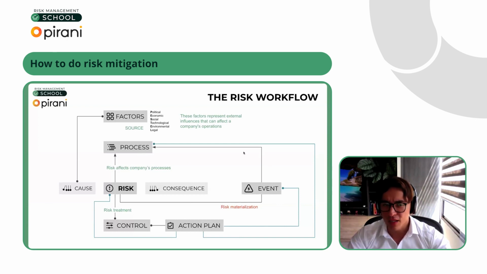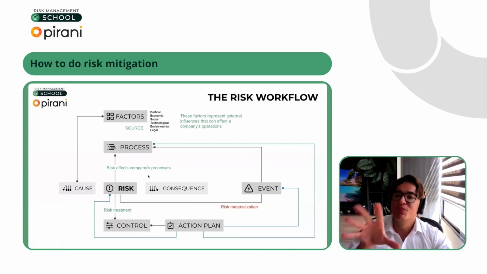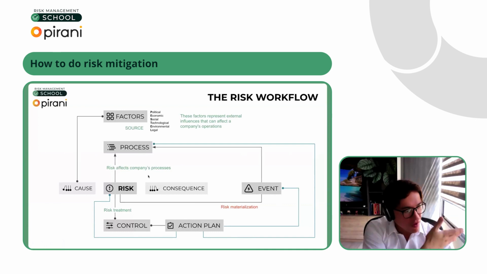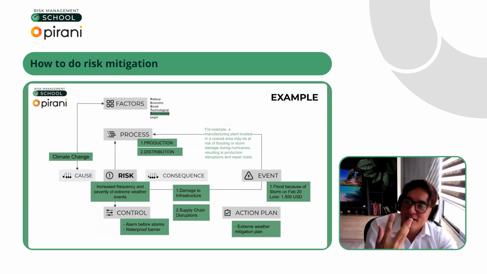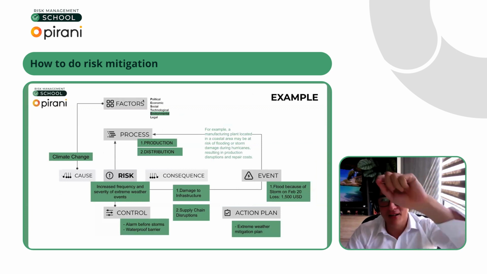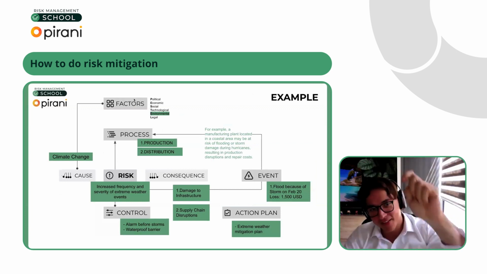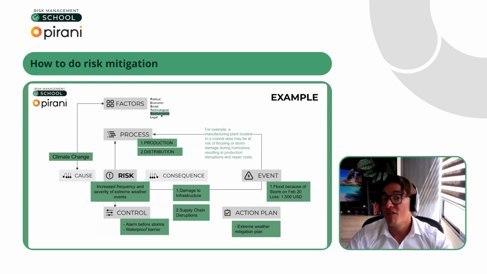So as you can see, action plans are wider in the risk workflow. So let's put this in a specific example, following an example that we saw in the last class about emerging risks. Let's translate this into an actual example and run the cycle. Maybe we had an environmental factor, which would be climate change, and maybe this will be the cause.